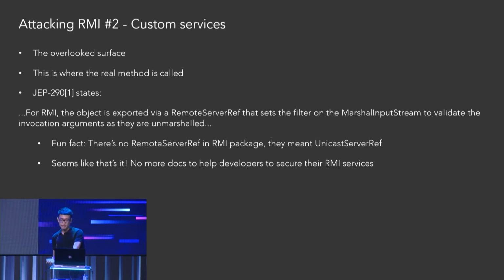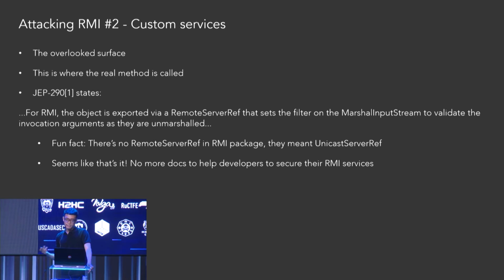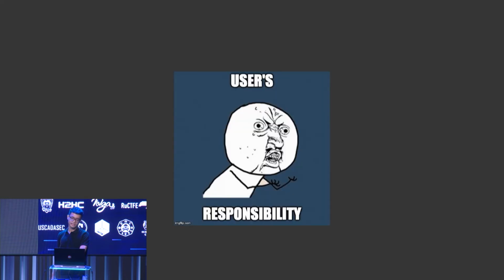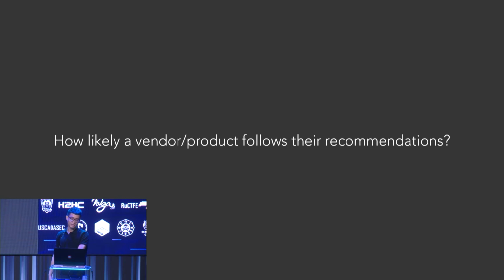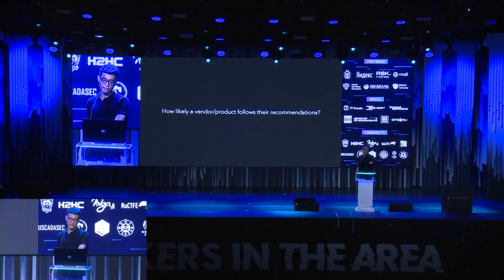For this, JEP 290 defines that you have to manually specify a filter on the input stream, calling the MarshalInputStream, to validate the invocation arguments at unmarshal. A little fun fact is that they are wrong in their statement. There's no RemoteServerRef. They meant UnicastServerRef. And it seems like that's it. There are no more documents to help developers secure their RMI instances. So again, it's the users' responsibility.